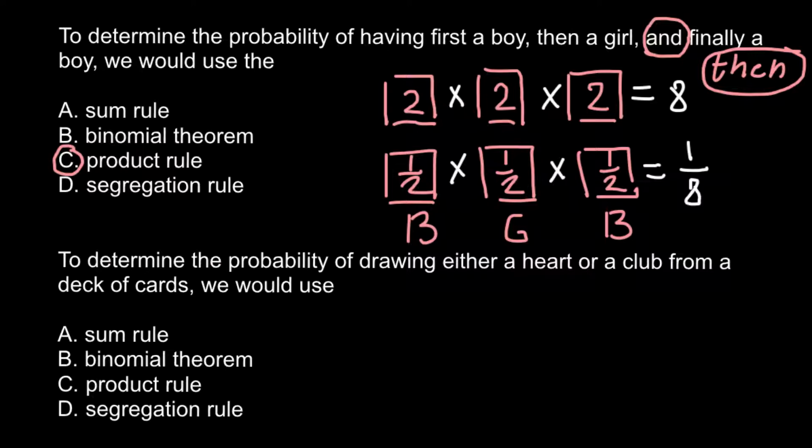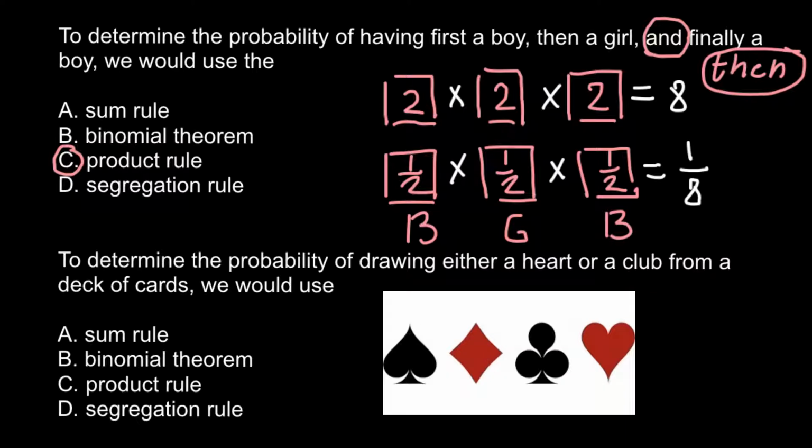And next question, this is not directly related to genetics, but you would see that such rules are universal. If you know how to apply these rules for genetics, you can use them also for other different mathematical problems and vice versa. So here is the problem. To determine the probability of drawing either a heart or a club from a deck of cards, we would use, and this picture would help me to demonstrate how we are going to solve this problem.